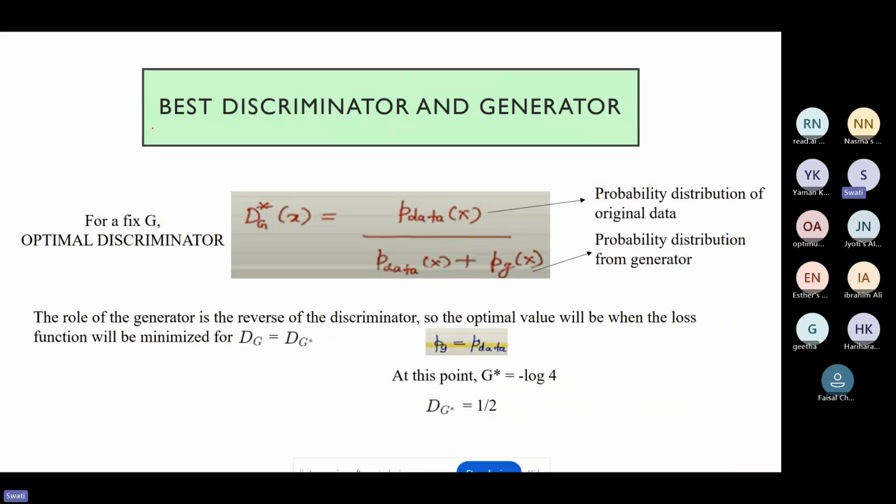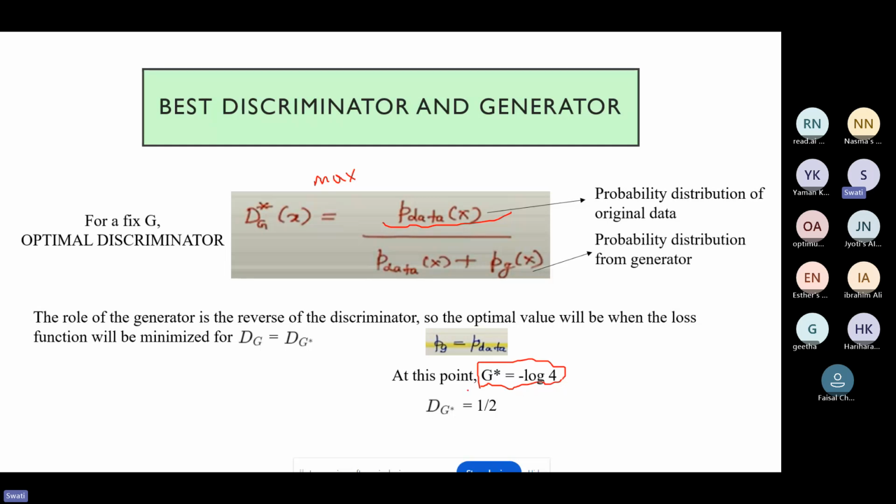Next, what will be the optimal value of the generator and discriminator? For a fixed G, this will be your optimal discriminator. This is your probability distribution from the original data, and this is the probability distribution from the generator. The discriminator will try to maximize this term. The role of the generator is the reverse of the discriminator. The optimal value will be reached when PG, the distribution coming from the generator, is similar to the original data, that means PG is equal to P data. At this point, this was calculated. You can check the paper. I will show you the paper link in the next slide as well.